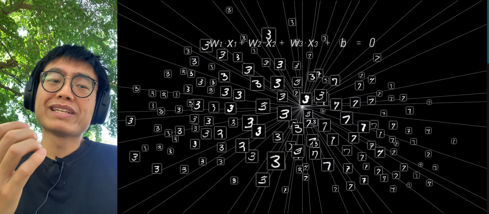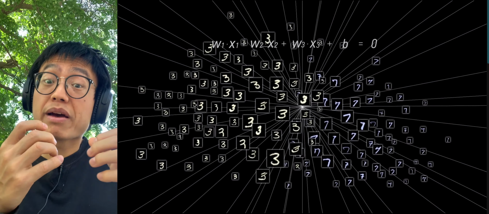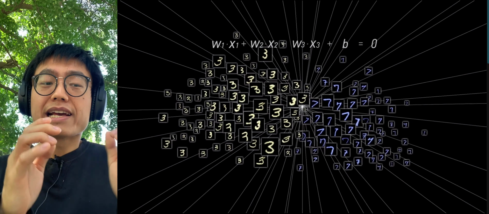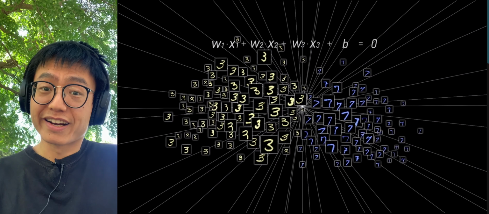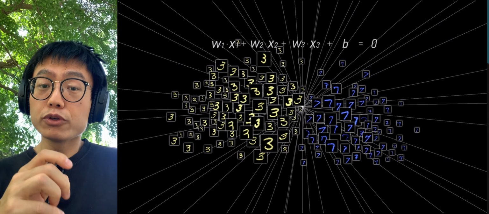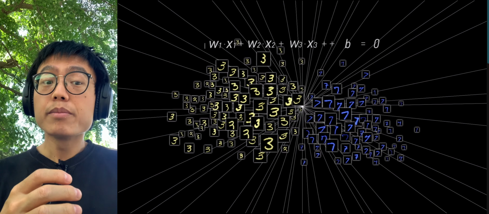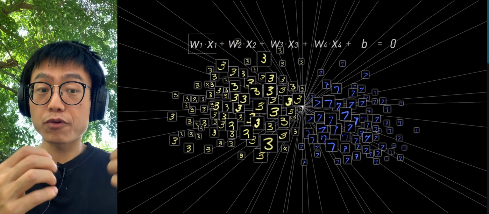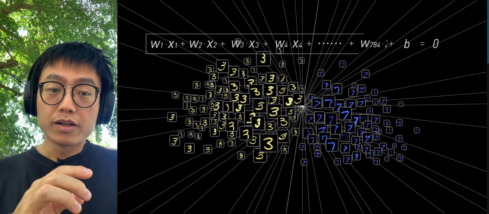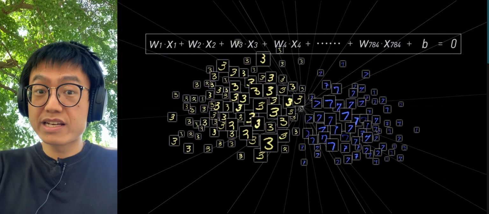In our 784-dimensional space, we need a 783-dimensional hyperplane to completely separate it. Expressed by the perceptron formula, it is W1 times x1 plus W2 times x2 plus W3 times x3 plus W4 times x4, and so on, plus W784 times x784 plus b equals 0.